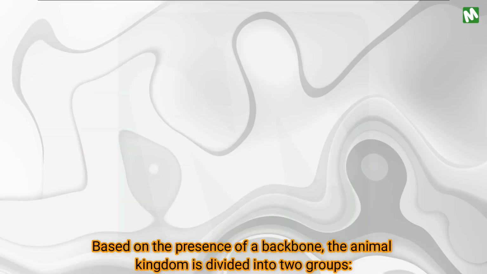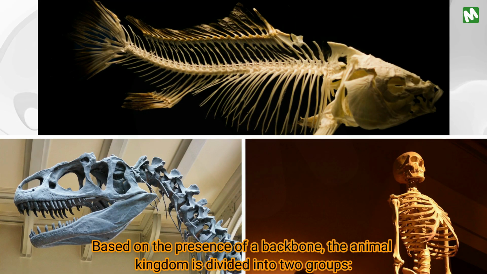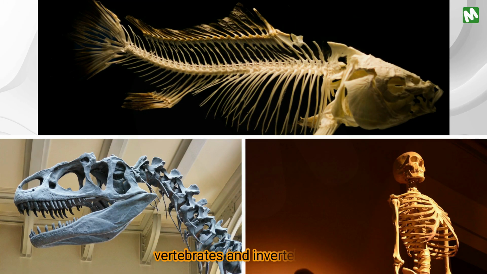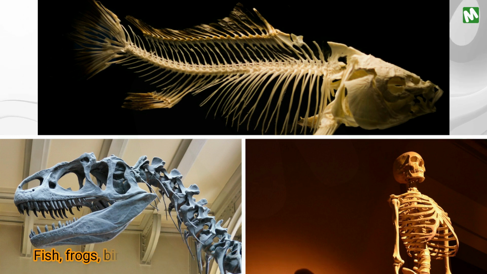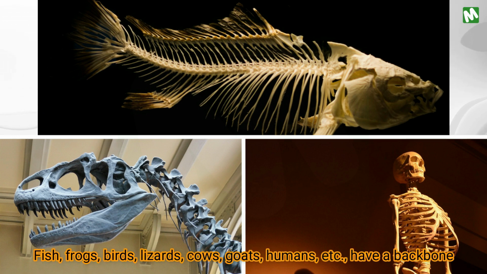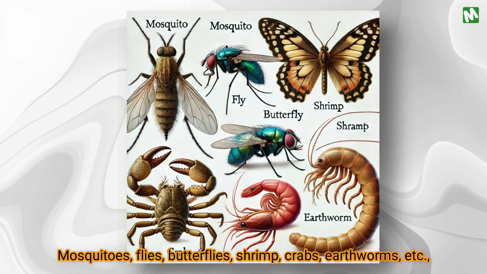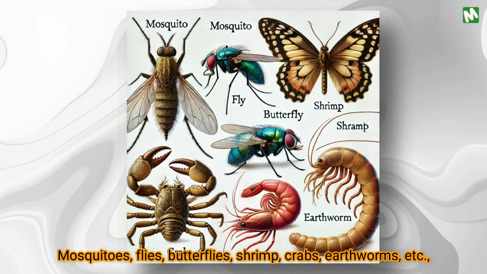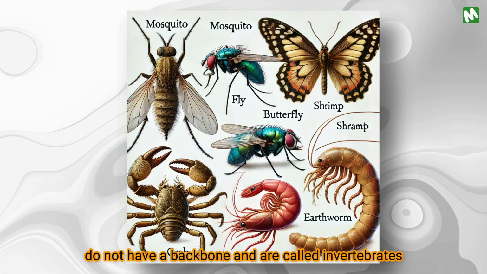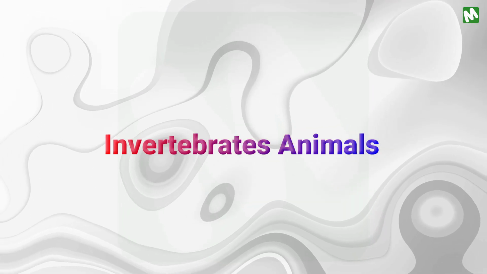Based on the presence of a backbone, the animal kingdom is divided into two groups: vertebrates and invertebrates. Fish, frogs, birds, lizards, cows, goats, humans, etc. have a backbone, and thus they are called vertebrates. Mosquitoes, flies, butterflies, shrimp, crabs, earthworms, etc. do not have a backbone and are called invertebrates.